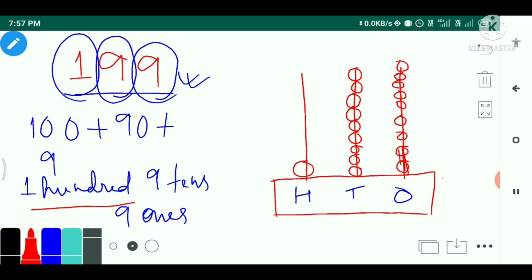Like this only we have to represent the numbers on the abacus. First of all you have to identify the place value, and then you have to draw the values on the abacus. I hope you have understood this one.